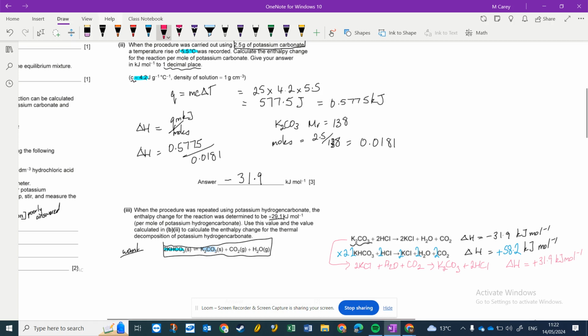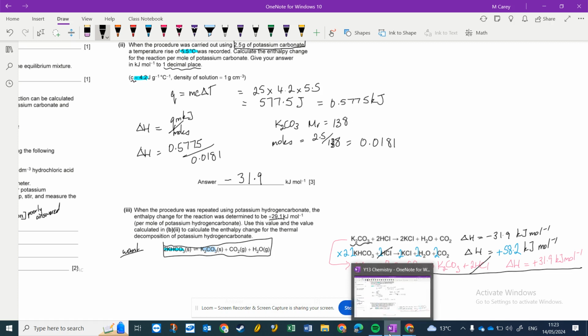Okay, now hopefully if we add those together, we will get the equation we're looking for. So let's just see if there's anything we can cancel out first of all. So our HCls cancel out on both sides of the arrow.